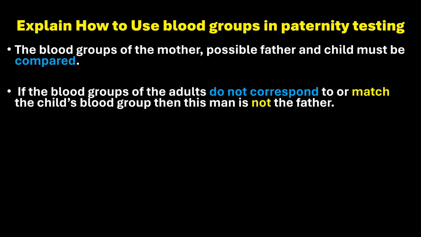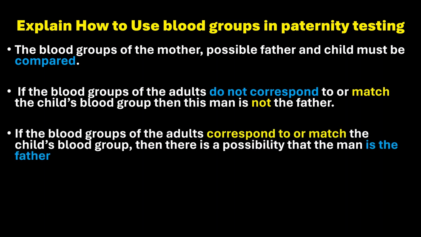So you compare the mother's blood group with that of the child. If they match, then the woman is the real mother, or the child belongs to the mother. Then you compare the father's blood group with that of the child. If they match, then that man is a real father. If the blood groups of the adults correspond or match the child's blood group, then there's a possibility that the man is the father. So if you compare the man's blood group with the child and there's a match, that means that man is the father.